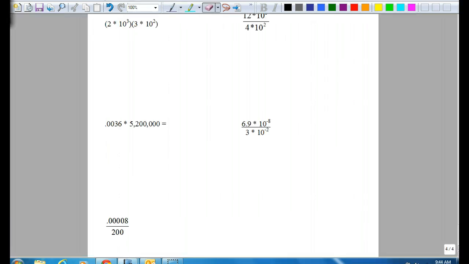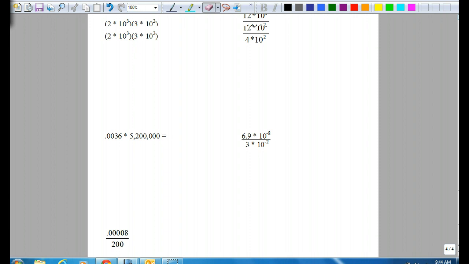The first couple of these are very, very easy. What you need to do when you have scientific notation is basically you're going to take the 2 and the 3 here, and you're going to put those together in one place. So it'll be 2 times 3 times, and you're going to put the tens together. So it'll be 10 to the 3rd times 10 to the 2nd.